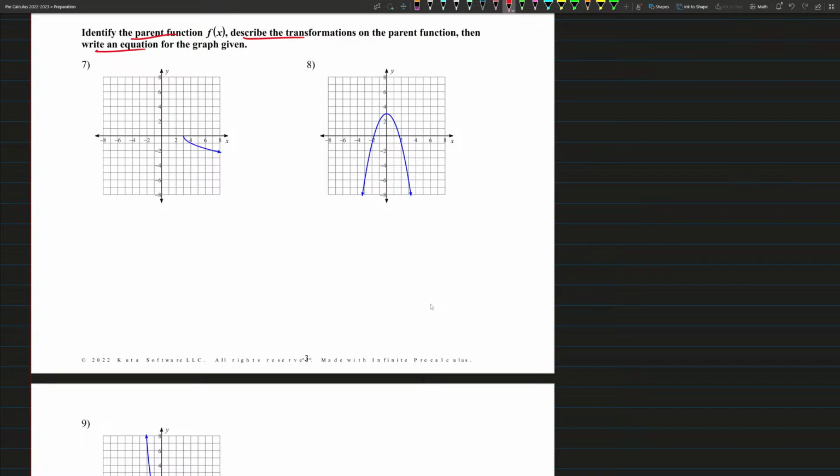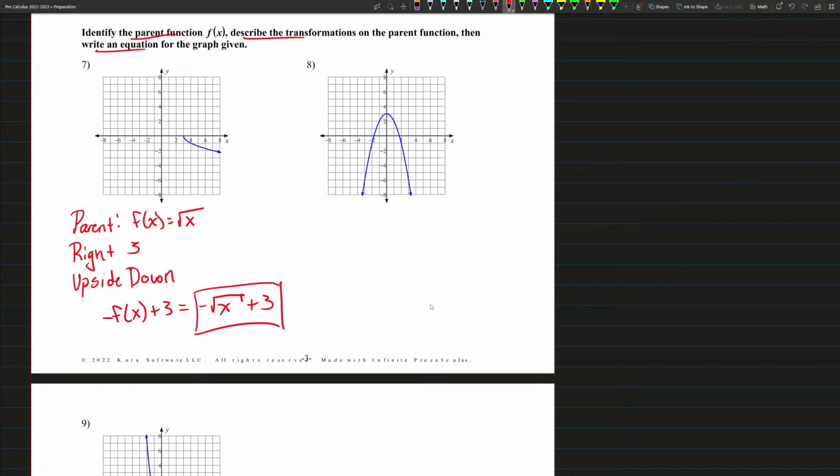First thing, we have to identify the parent function. Number 7, the parent function here is radical x. Radical x is being moved to the right 3, and then it's flipped upside down. So our function is going to be f of x plus 3, and then we're making f of x negative. So our function is negative square root of x plus 3, and that's our answer.